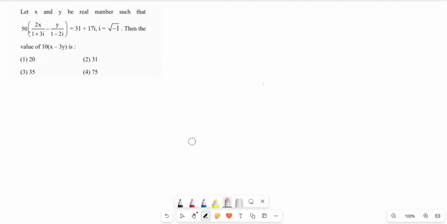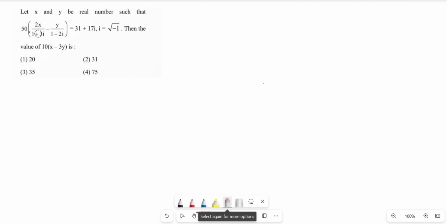So here we are given that x and y are two real numbers such that 50 times (2x over 1 plus 3 iota minus y over 1 minus 2 iota) is equal to 31 plus 17 iota, and iota is obviously equal to root minus 1. Then we have to find the value of 10 times (x minus 3y).